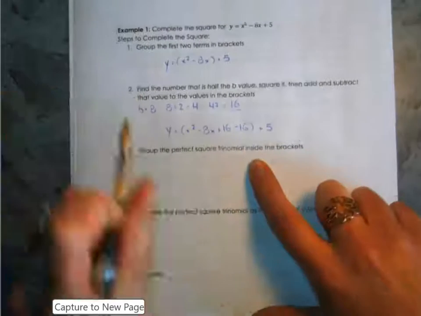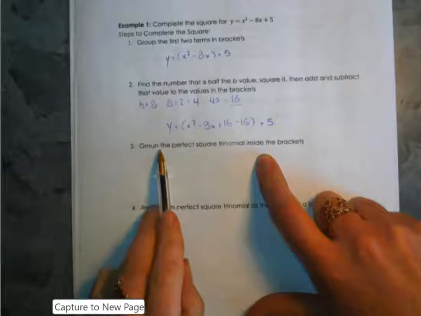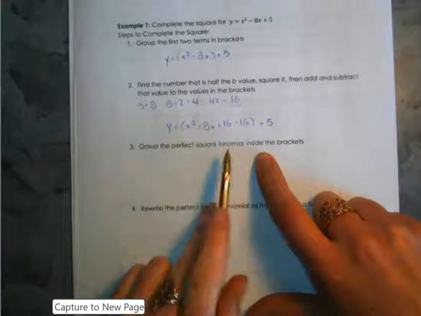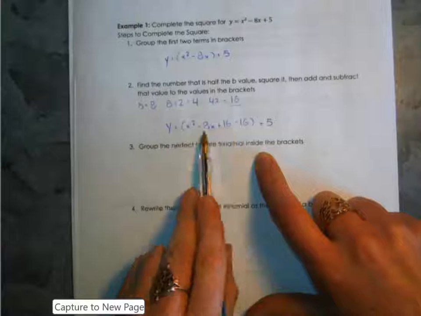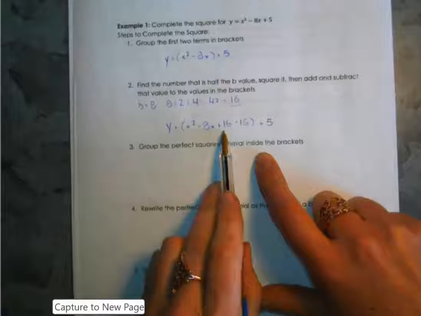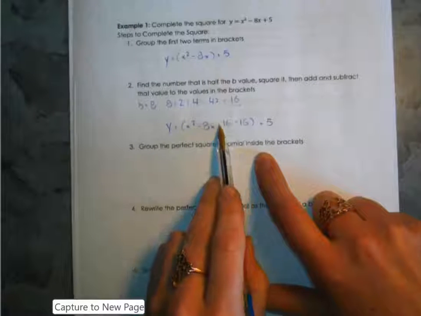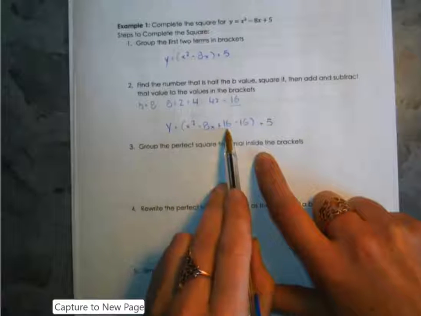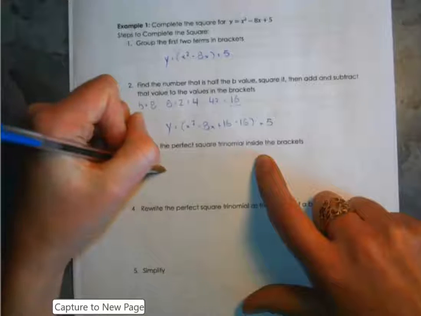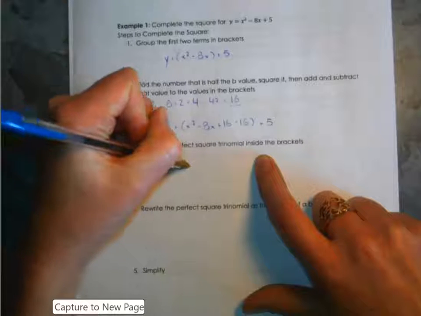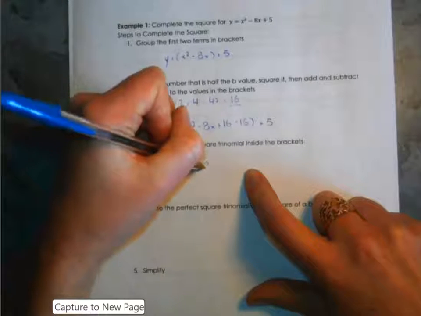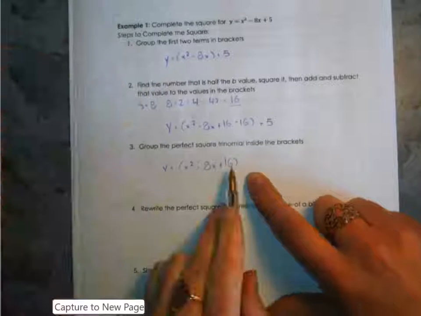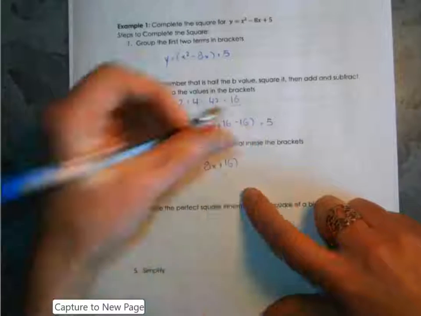Okay, so then the next thing is group the perfect square trinomial inside the brackets. So what is going to be the perfect square trinomial out of these? Well, remember that our squared number is always going to be positive, so this is the component of the parts that I just added that I want to keep inside the brackets. So I'm going to say, okay, y is equal to x squared minus 8x plus 16. Okay, and this 16 can get kicked out of the brackets now.